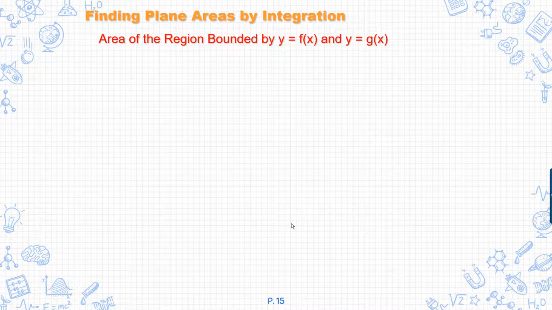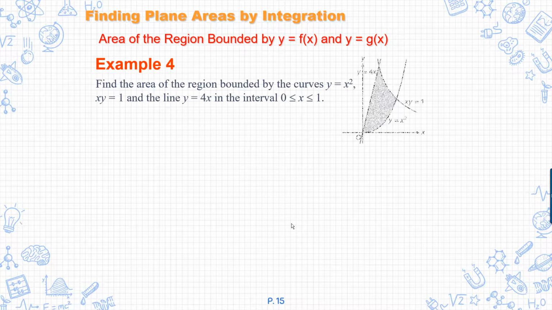Let's talk about one more example here. This is a little tricky example. The example says: find the area of the region bounded by the curve y is equal to x square and xy is equal to 1 and the line y is equal to 4x in the interval 0 to 1 closed. Let's first create the diagram of the different curves given in this problem.